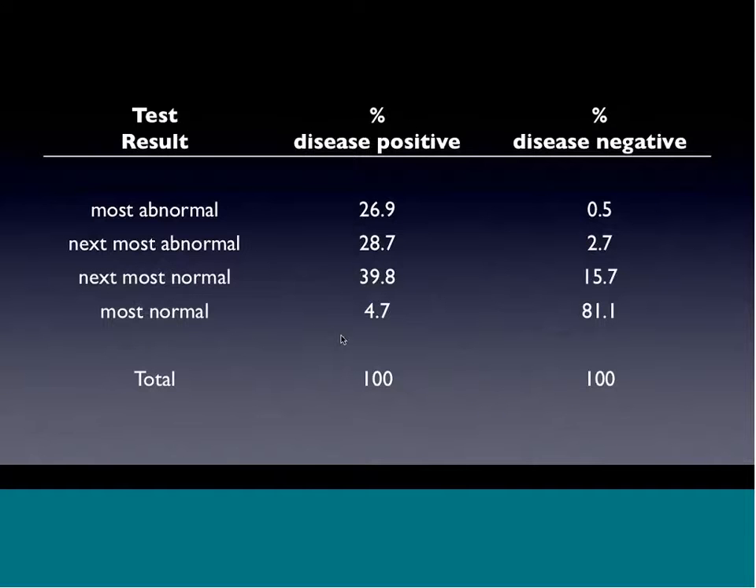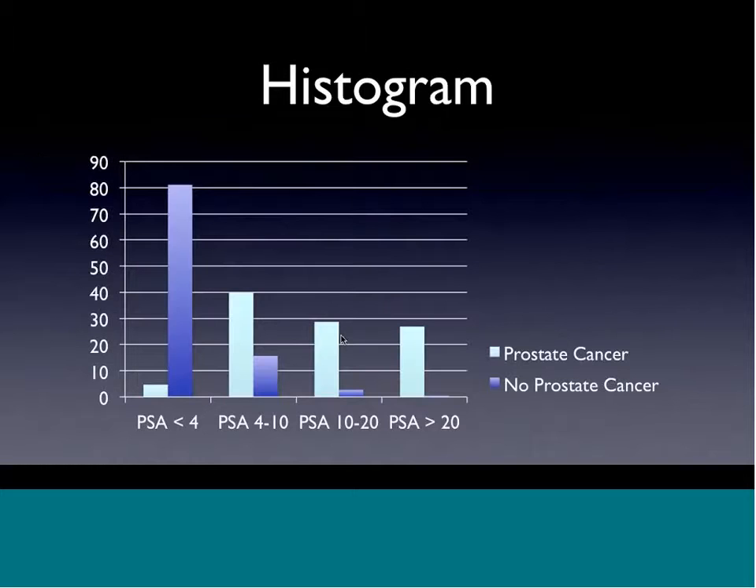Now we can change the column titles, and call the test result percent disease positive and say most normal to most abnormal results. So it's the same thing, it just changed what we're calling it. Then we can create now a histogram. That's the other thing we can do. So these are the same numbers. So within those ranges, the percent of patients with prostate cancer, without prostate cancer, presenting with those results.